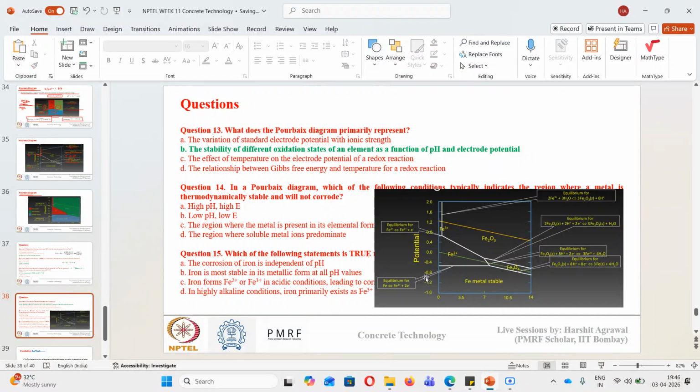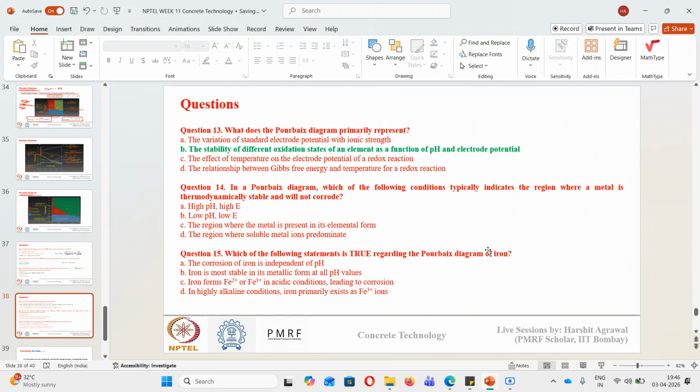You see, at a pH value of up to 7 and a potential value of lower than minus 0.05, we say Fe is the stable state. As the potential increases, Fe won't be the stable state. Fe2 plus will be the stable state, or Fe2O3 will be the stable state. So depending upon the potential and the pH, we can estimate the stability. We can predict which oxidation state of a metal will be stable, and that is what we are using the Pourbaix diagram for.